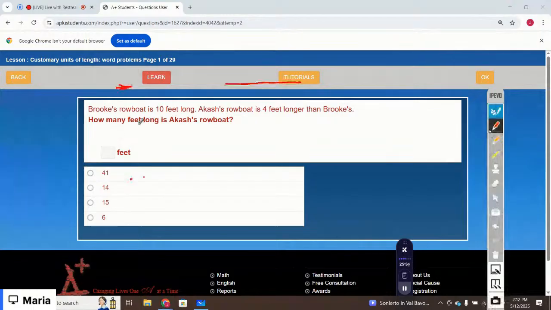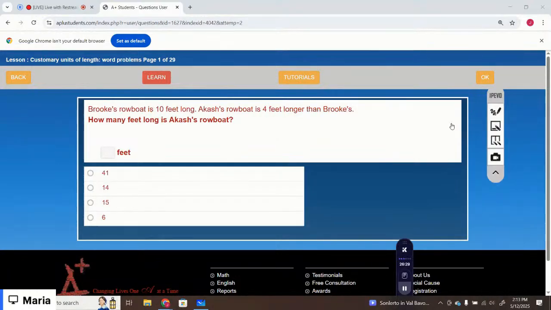Root's rowboat is 10 feet long. Akash's rowboat is 4 feet longer than Root's. So that is 4 feet longer, so 10 plus 4. To add 4 to 10, 10 plus 4 makes 14. Option number 2 is the correct option.